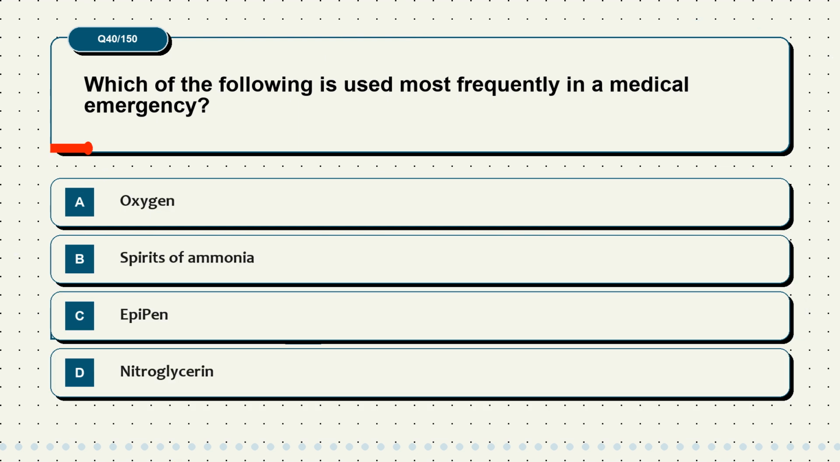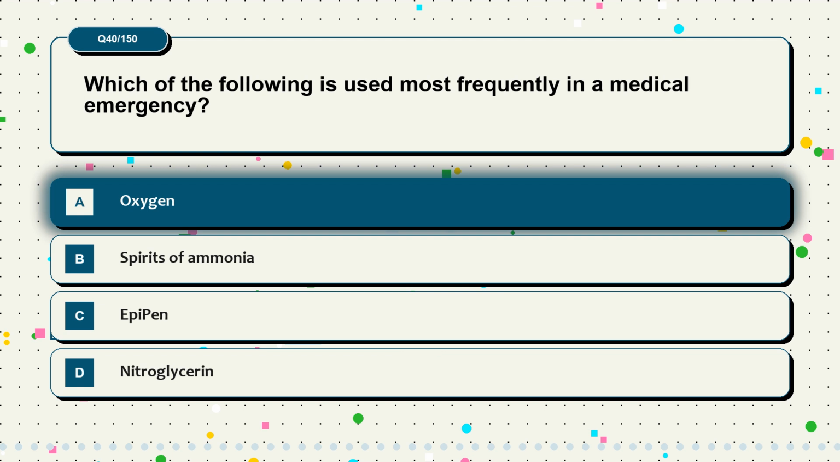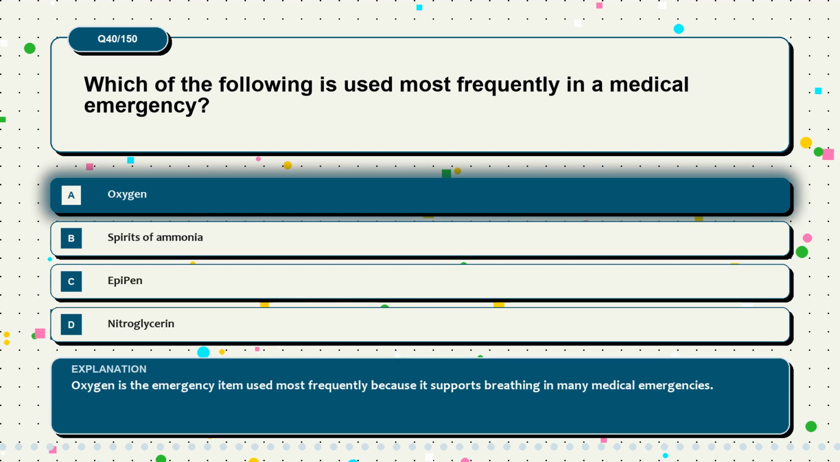Question 40. Which of the following is used most frequently in a medical emergency? Here are the options. Option A. Oxygen. Option B. Spirits of ammonia. Option C. EpiPen. Option D. Nitroglycerin. The correct answer is option A. Oxygen. Oxygen is the emergency item used most frequently because it supports breathing in many medical emergencies.